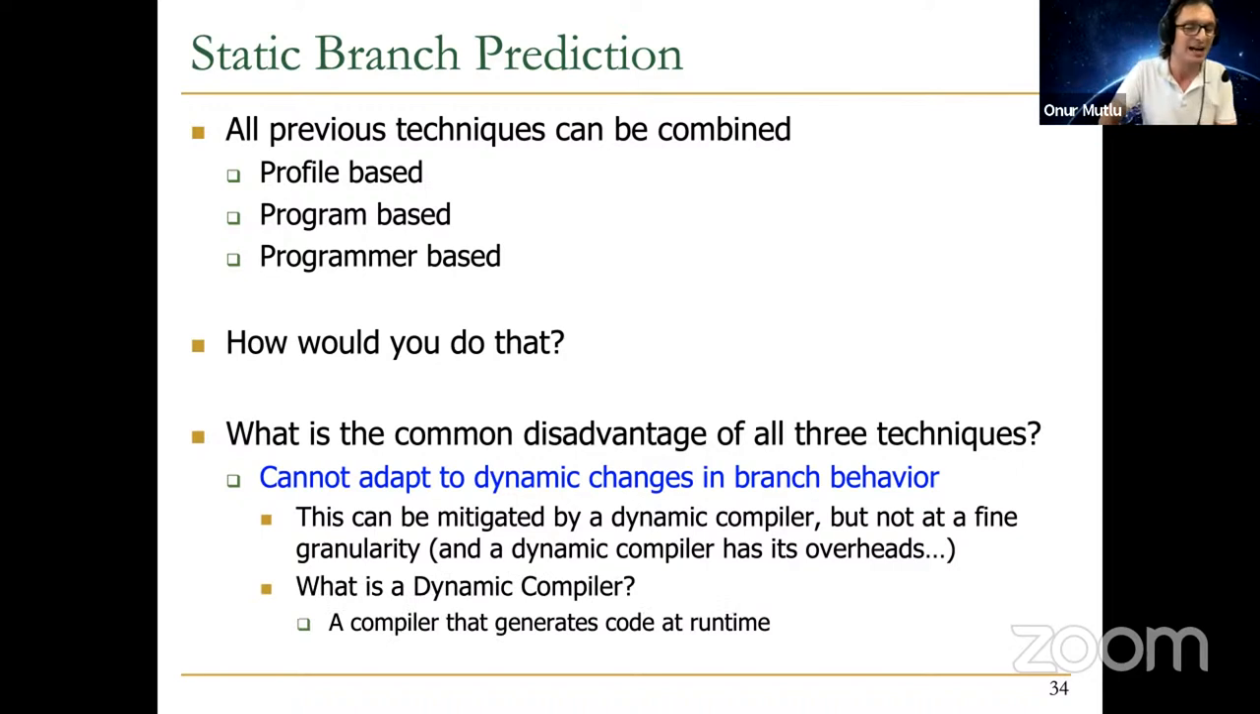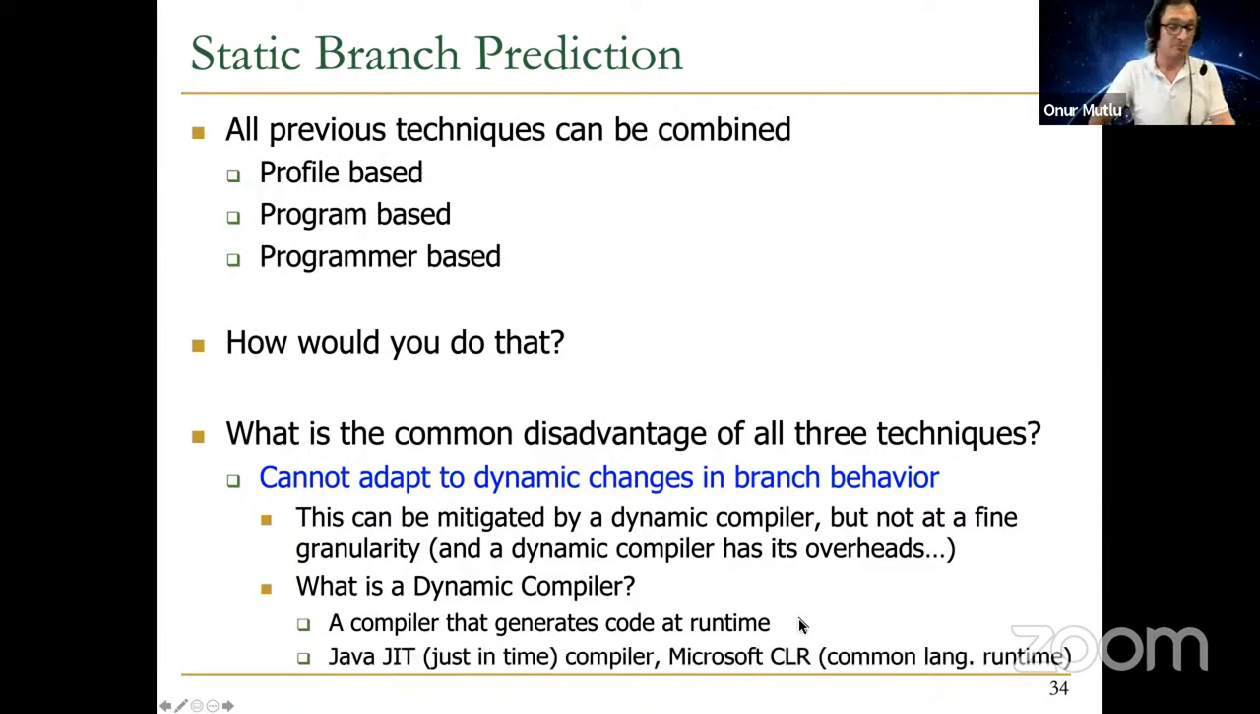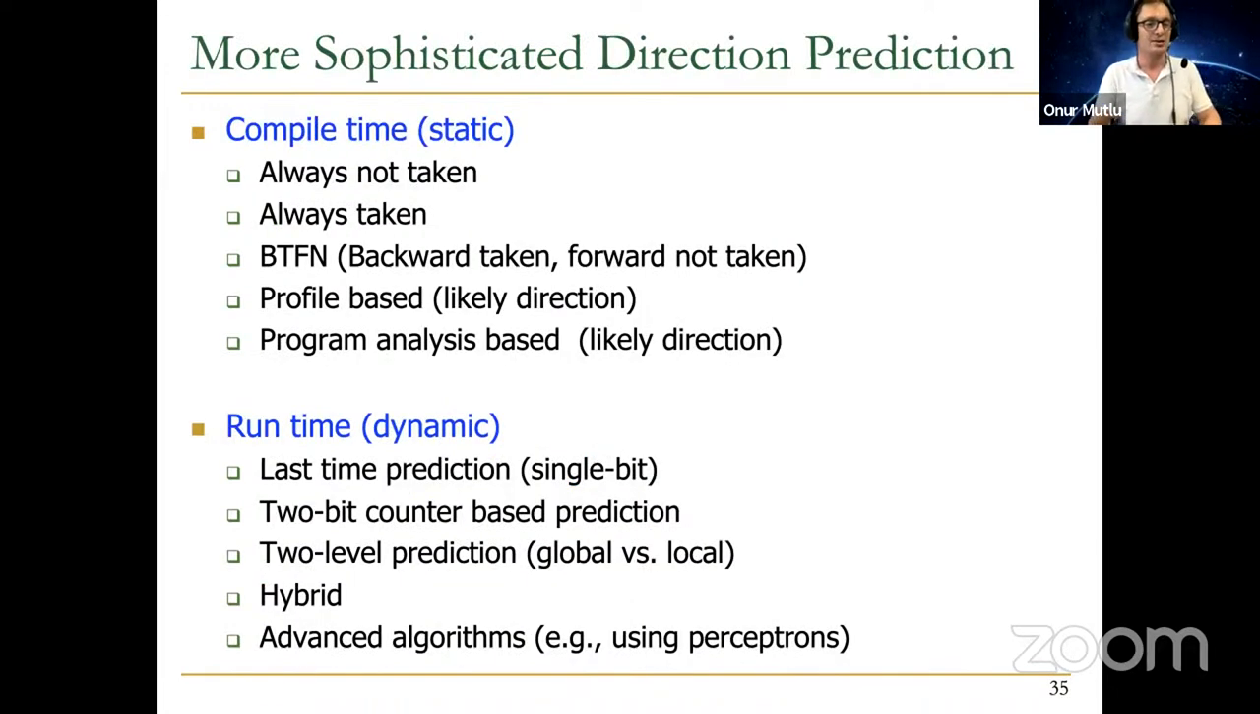So what is a dynamic compiler? We've discussed this briefly, actually. It's a JIT, just-in-time compiler, a compiler that generates code at runtime. Like the Java just-in-time compiler and Microsoft Common Language Runtime are examples, but there are new examples that also exist. So certainly every static technique can be made better, code generation, instruction scheduling, branch prediction, by using dynamic compilers. But dynamic compilers always have overhead, especially if you want to change the code frequently and at fine granularity.